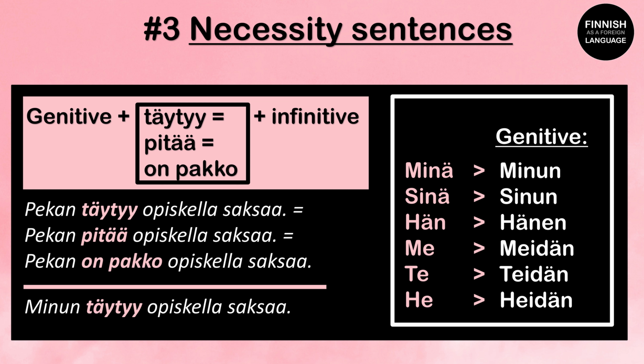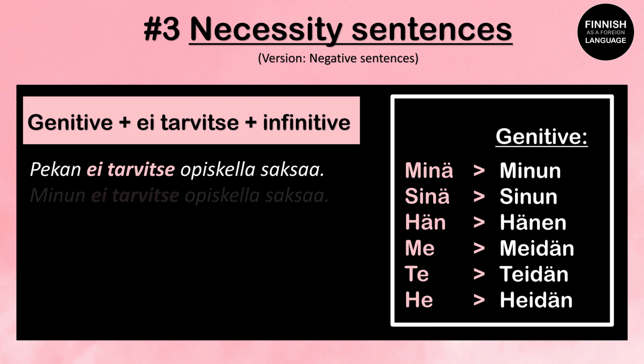Alright, now we know how to form the positive necessity sentences. Now let's see how it works with the negative ones. Also here the structure is very easy. The person is standing in the genitive case plus ei tarvitse plus infinitive. So let's take a look at our example. Pekan ei tarvitse opiskella saksaa means Pekka doesn't have to study German. So the ei tarvitse always stays the same. Another example is minun ei tarvitse opiskella saksaa. I don't have to study German.